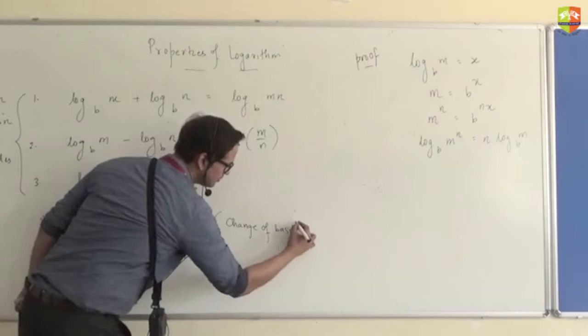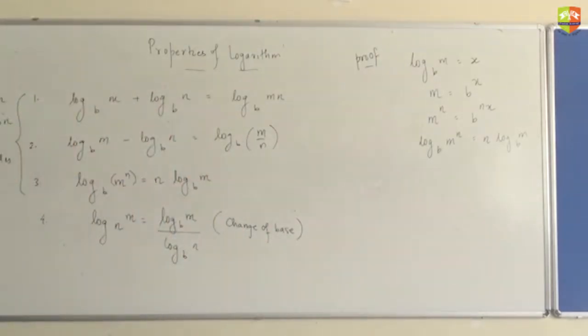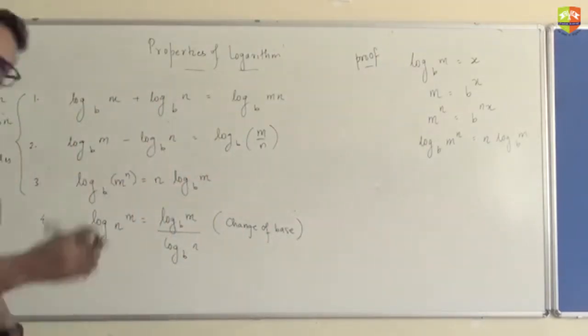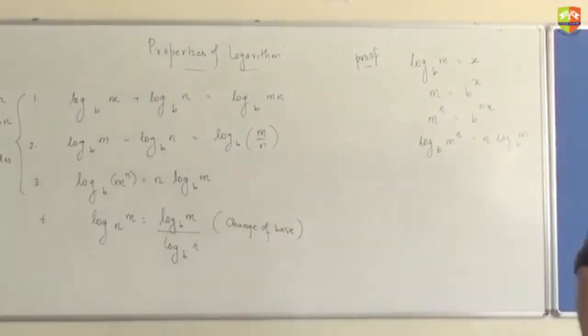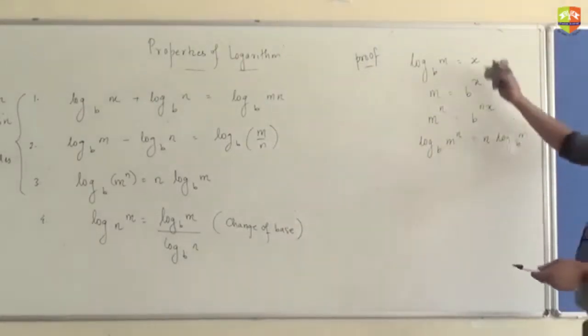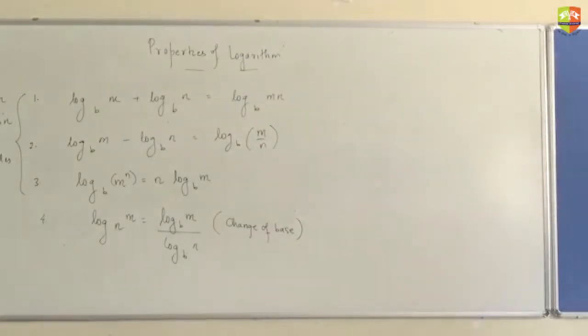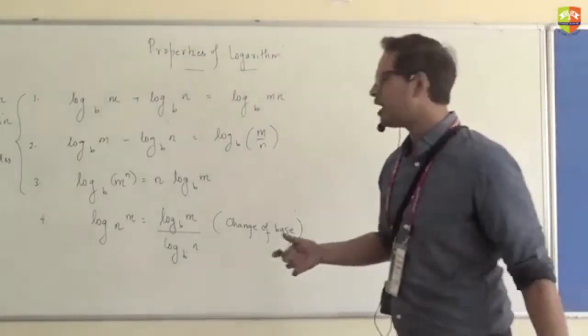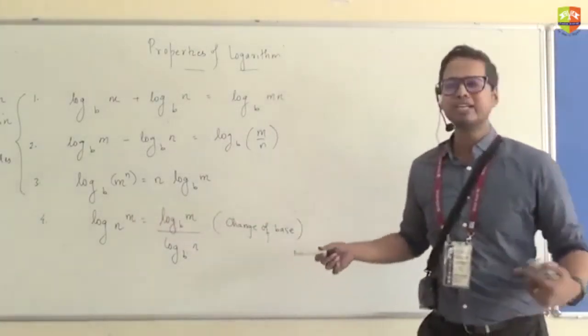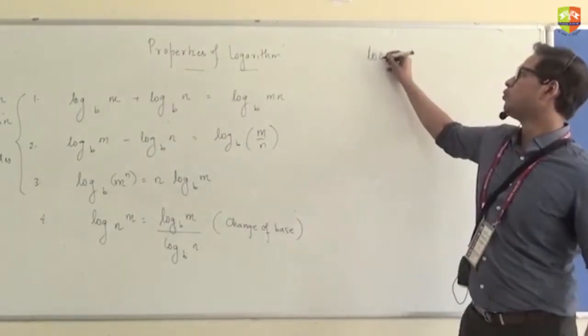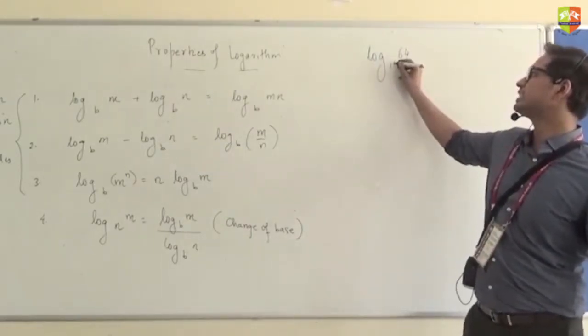That can also be 1 by log n. We'll come to that as well. Now, can somebody prove this? This is useful in those cases where you cannot figure out the direct power of n which will give you m. For example, if I ask you, what is 64 to the base 16?